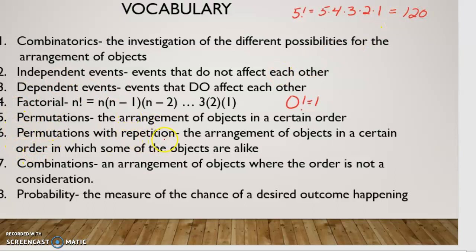Permutations, the arrangement of objects in a certain order. Okay, so I always think of permutations like president and vice president, things that are in order, and it makes a difference which one's president, which one's vice president. Combinations, I always think of committees. If somebody's on a committee, and they don't have a specific duty, they're just on a committee together, then the order is not important. You can name them however you want to. It doesn't make any difference.